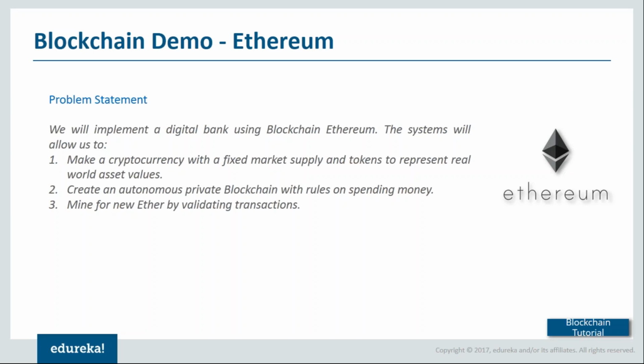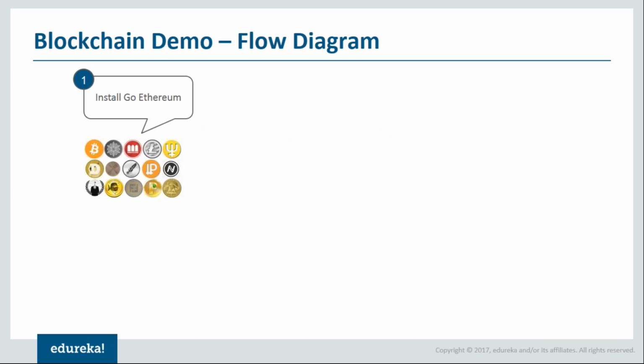First is to make a cryptocurrency with a fixed market supply and a token that represents real world value. That basically means we need to create a cryptocurrency which has a fixed value outside. Apart from that, we need to autonomously create a private blockchain as well as mine for new ethers while validating transactions. So if you're validating a transaction and creating a new block, you need to ensure that ethers are provided to these miners as well. Okay, so let's not waste any time. Let's begin by installing Go Ethereum onto our system.